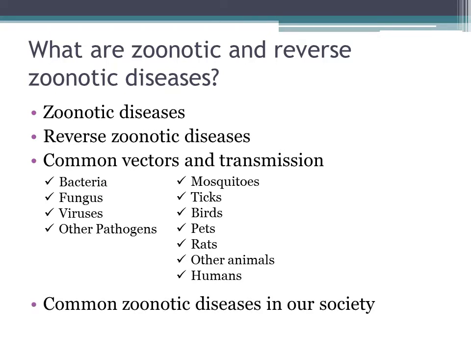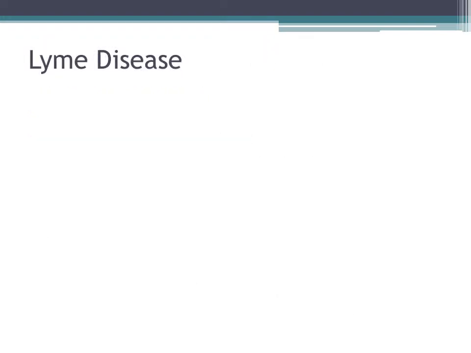Some common zoonotic diseases in the United States and Puerto Rico are dengue, Zika virus, Salmonella, leptospirosis, and Lyme disease. In this presentation, I will explain some common zoonotic diseases and talk a little about reverse zoonotic diseases. So first, I'm going to be talking about Lyme disease.